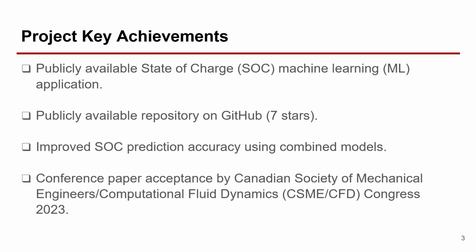Some of the key achievements from this project are a publicly available machine learning application, a publicly available repository on GitHub that contains all the code and results from this project. This repository has 7 stars already. We also have improved models that give better state of charge prediction compared to the models that we developed in the A part of this project. And our paper from the last semester was accepted by the Canadian Society of Mechanical Engineers Computational Fluid Dynamics Congress for 2023. That's happening at the University of Sherbrooke in Quebec.